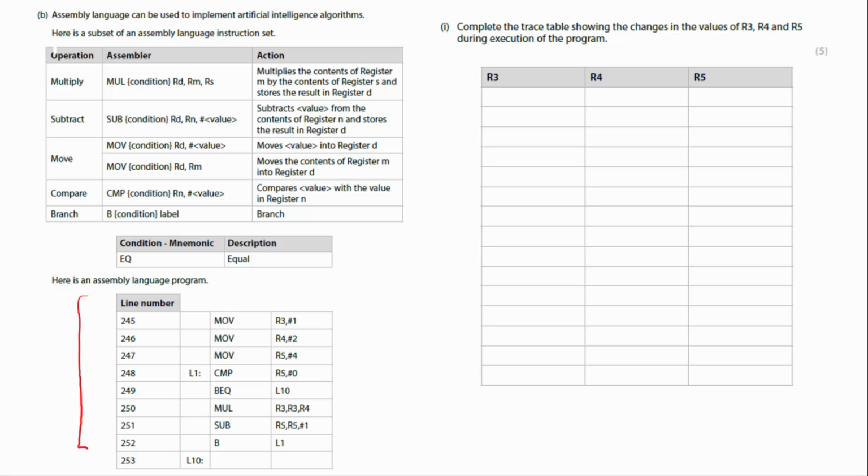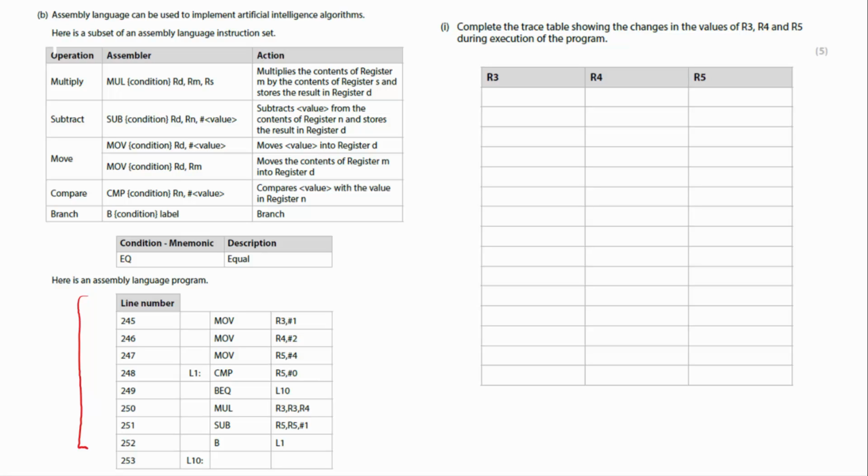And we have to complete a trace table showing the changes in the values of these 3 registers during the execution of this assembly language program for 5 marks. So you need to step through this and jot down what is being stored where, what values are being stored at each point. So let me just try and talk you through this. Hopefully it's big enough for you to see if you're watching on your phone or something.